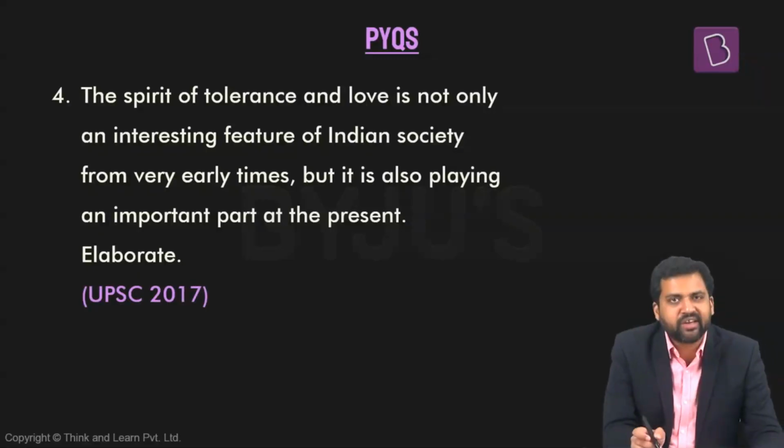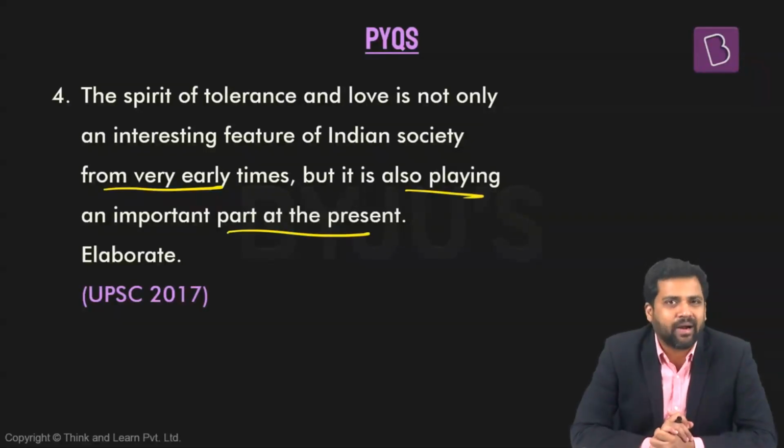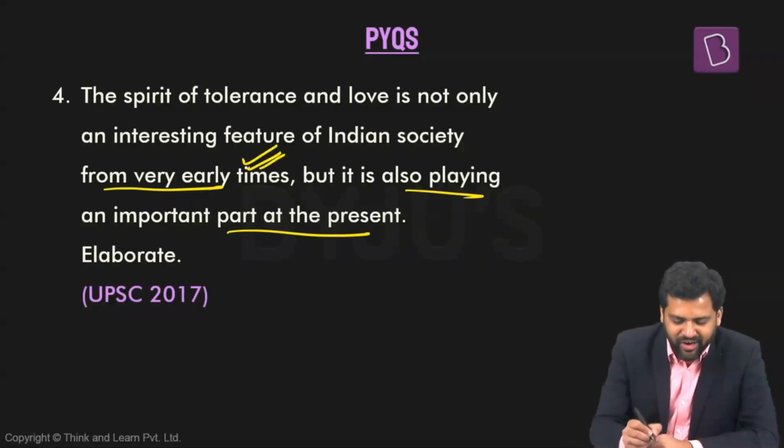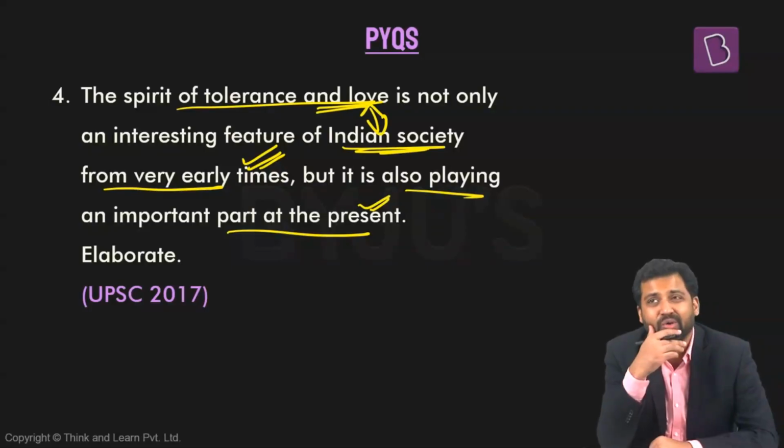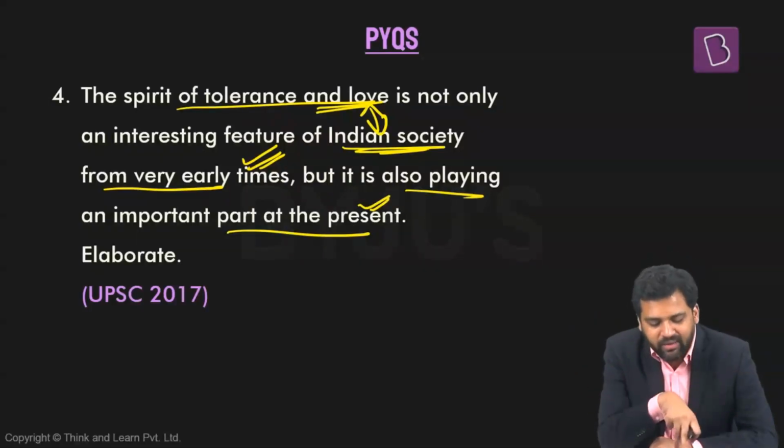The spirit of love and tolerance is not only an interesting feature of Indian society from very early times, it is also playing an important part at the present. Now, this question has linkage with multiple parts of the syllabus. It has linkage with history, since we're talking about different times, early times, present time. It is also talking about the spirit of love and tolerance in Indian society in the past, which implies you're talking about maybe medieval India, maybe ancient India, the culture at that point of time. And you're also talking about the present.